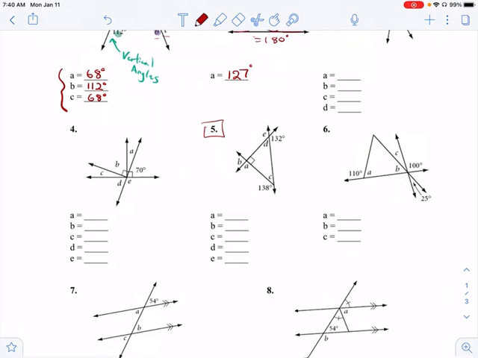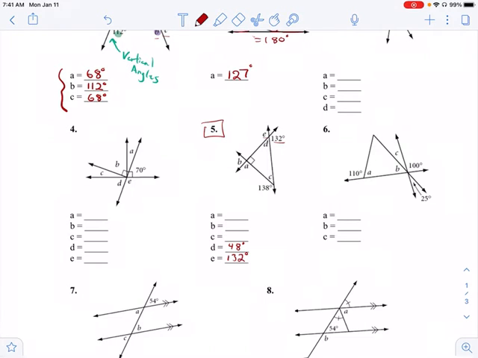So for five, I've got this triangle, or these three lines intersecting here, and some of these angles I can get pretty quick. So if this is 132 degrees, then I know that E is going to be 132 degrees right off the bat. D is going to be a linear pair with either of those angles, which means it needs to add up to 180 degrees. So this is going to be 48 degrees for D.